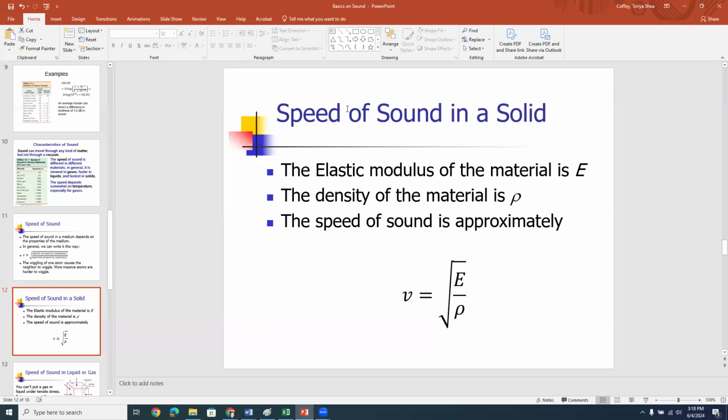So for the speed of sound in a solid, the modulus that we're going to use is the elastic modulus, and we'll call that E, okay? And then the density of the material in terms of the mass per unit volume, we're going to say, is rho. So the speed of sound in a solid is approximately equal to the square root of the elastic modulus E divided by the density rho.